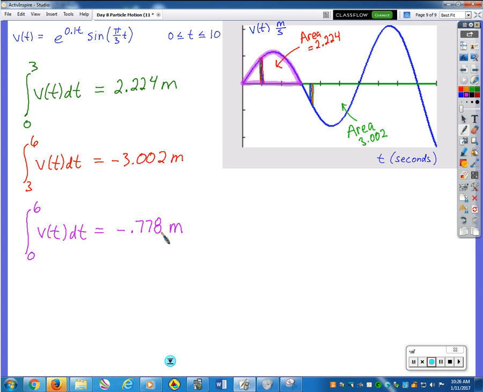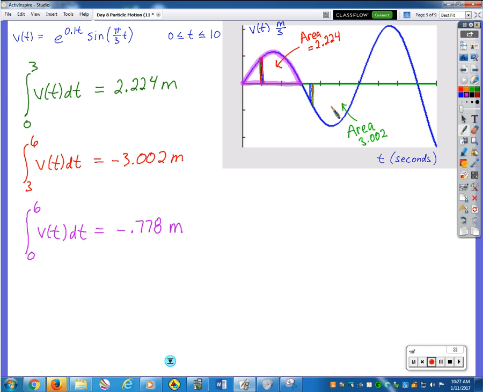So adding the area will find the change. Listen to Chad. If you have a velocity graph, and there are going to be some problems in the future like this, not yet, but you're going to see them, and they give you the areas of the velocity graph, you know exactly how the particle's position is changing.